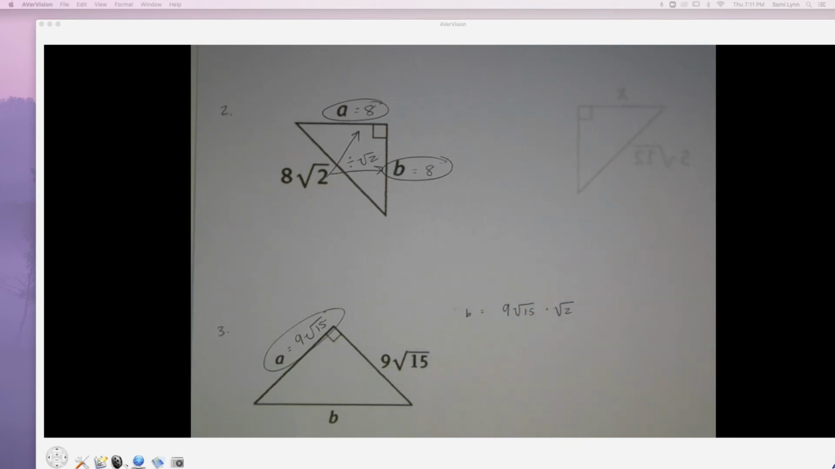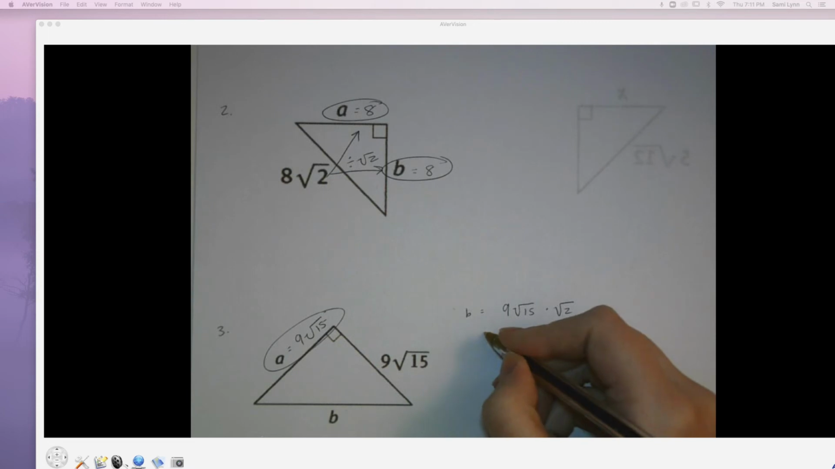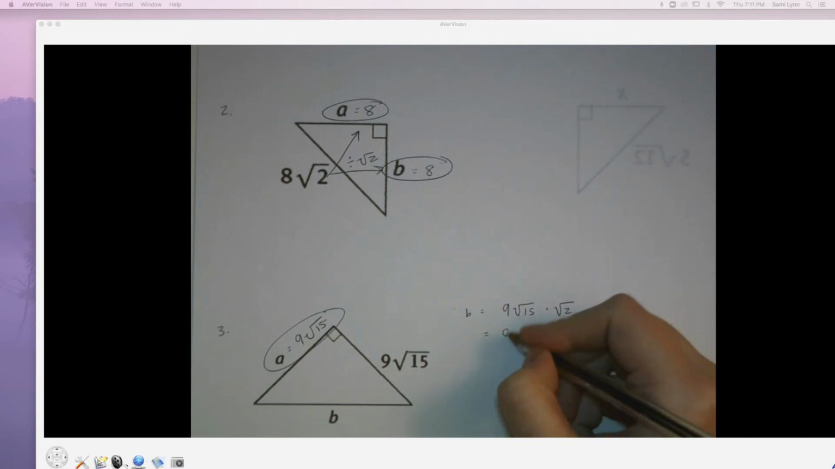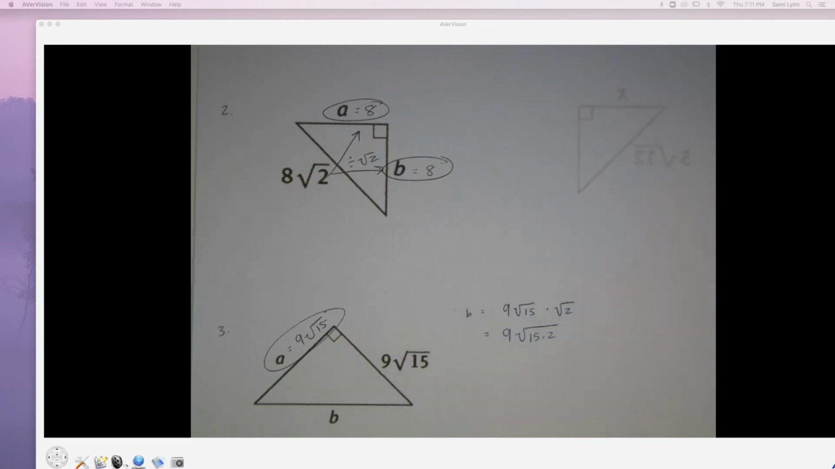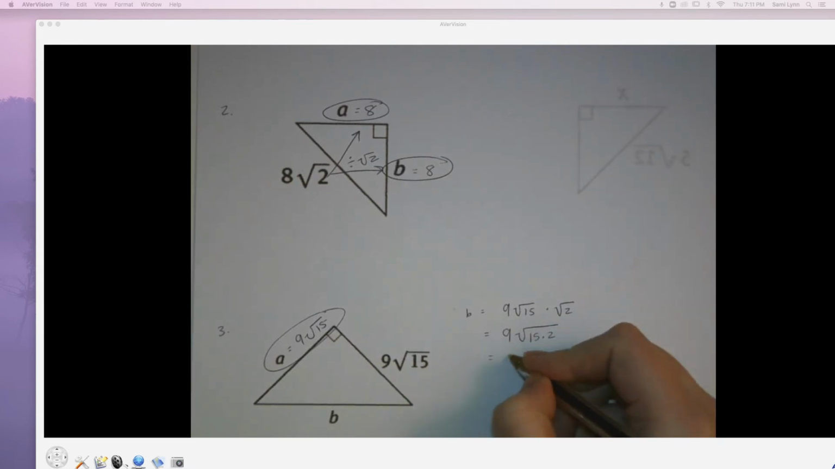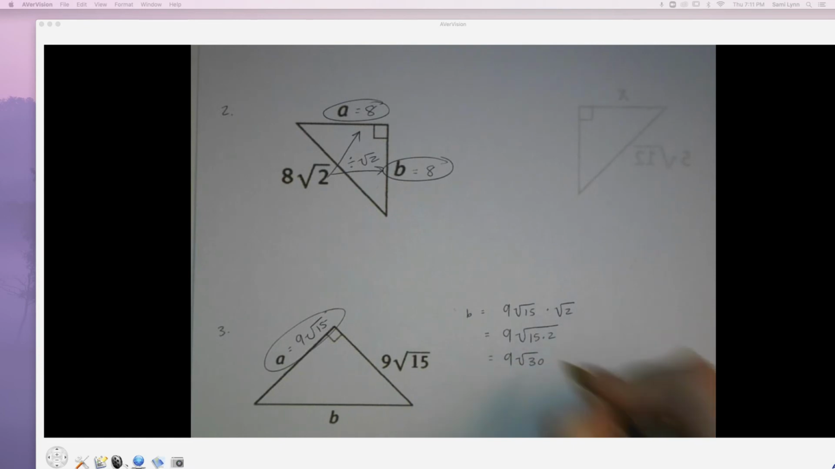Now I've got 2 square roots. I'm trying to multiply them. All I have to do is combine them. So I'm actually going to get 9 root 15 times 2. And then 15 times 2 is 30. So I'm going to have 9 root 30. And that is how I would solve for B, in this case, our hypotenuse.